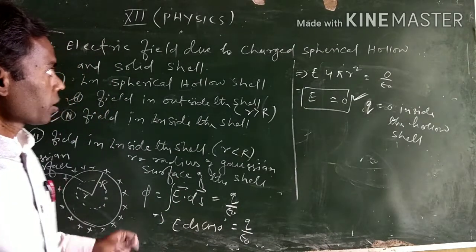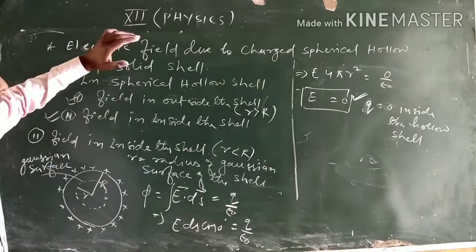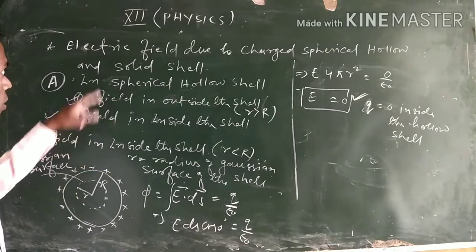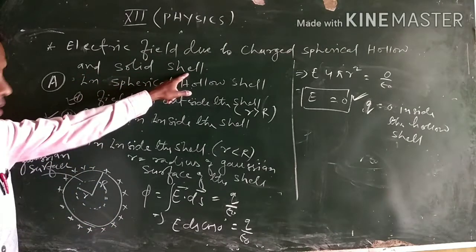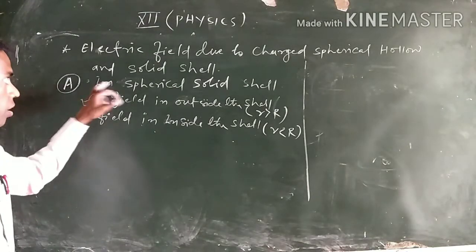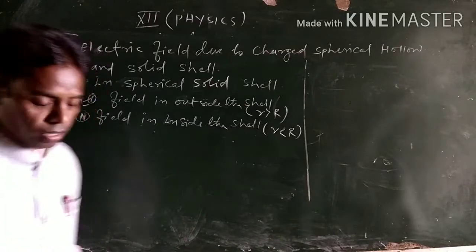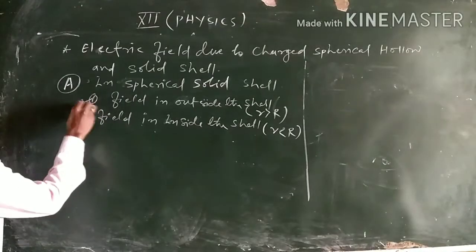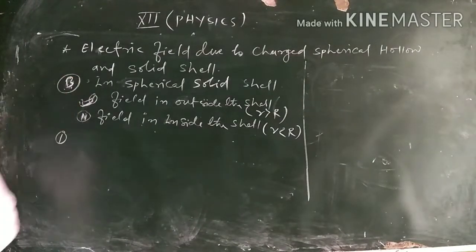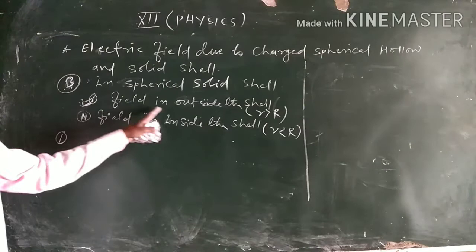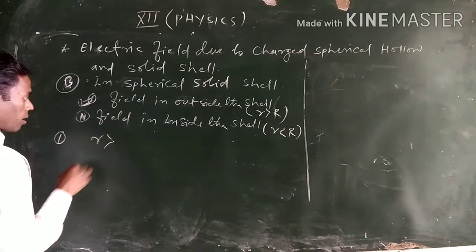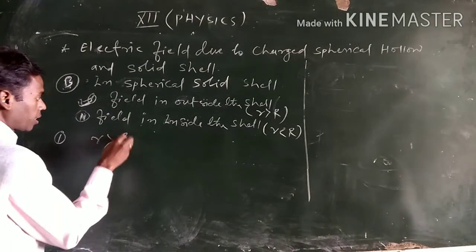Our next topic is there. That means this was the charged spherical hollow shell, and next is our solid shell. Okay, let's see that one. This is a spherical solid shell. For this one we have to take case number 1, the field outside the solid shell. That means its condition is small r greater than capital R.